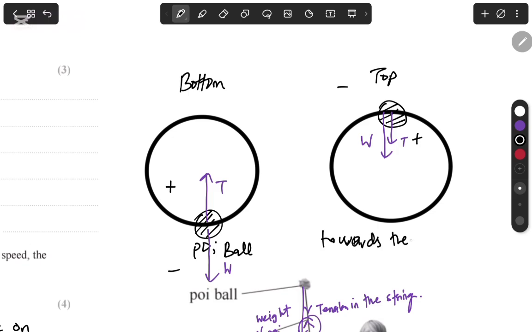So towards the center of the circle is going to be positive direction, and the forces pointing out of the circle are going to be negative. So that direction is basically the negative direction. So I hope that's clear.